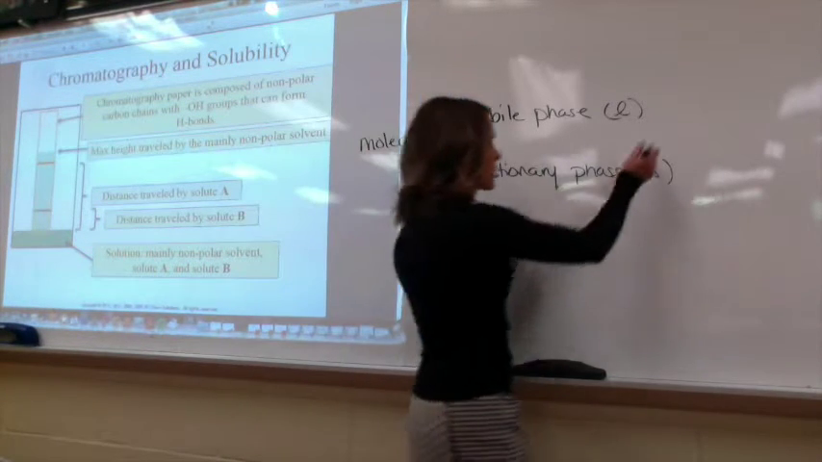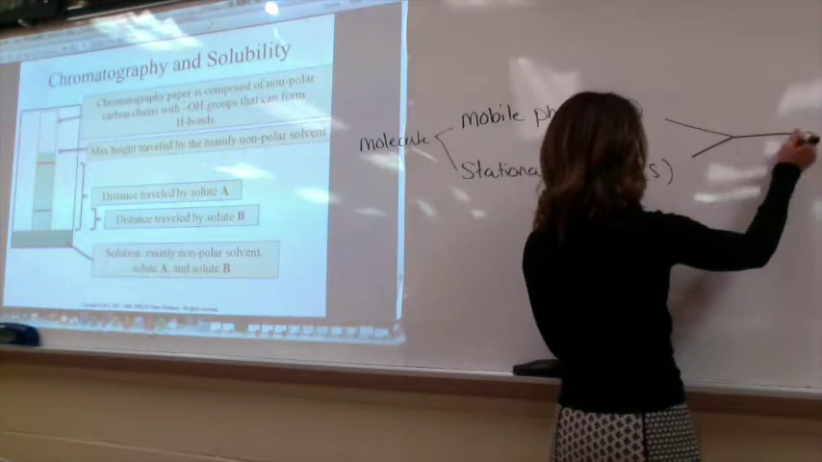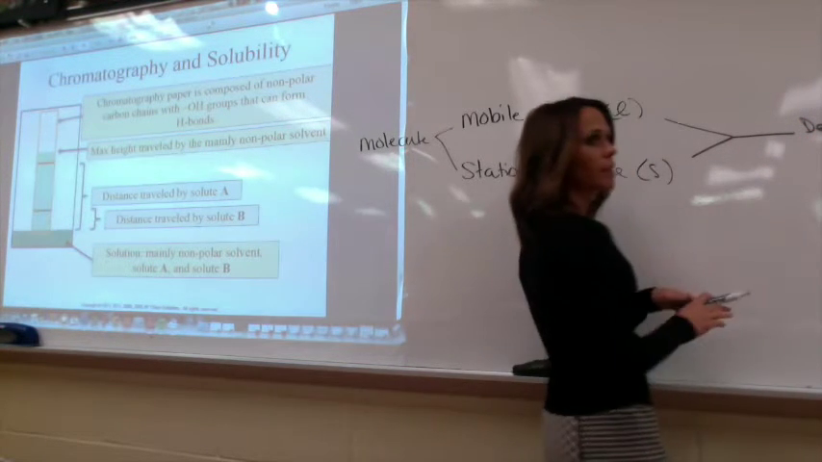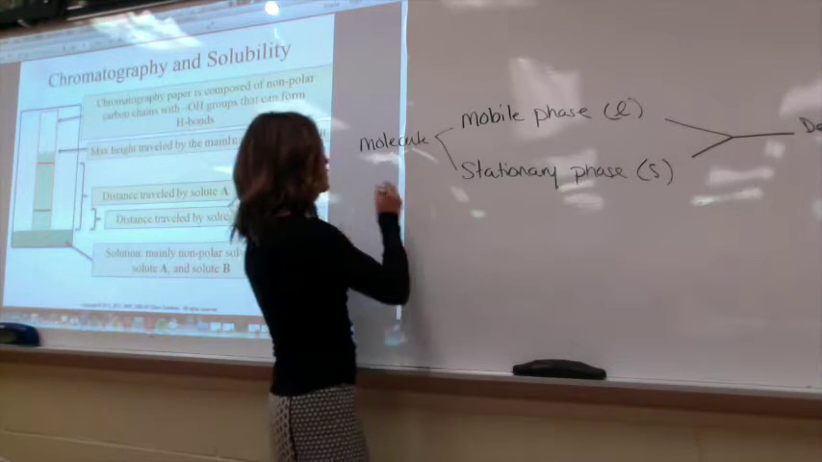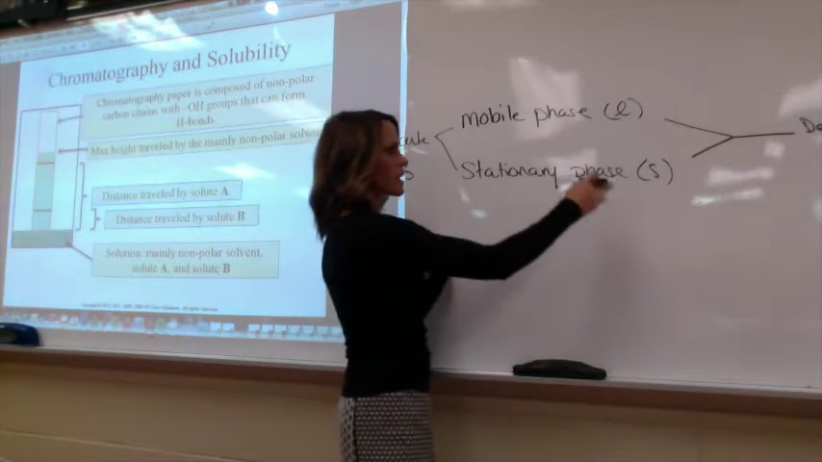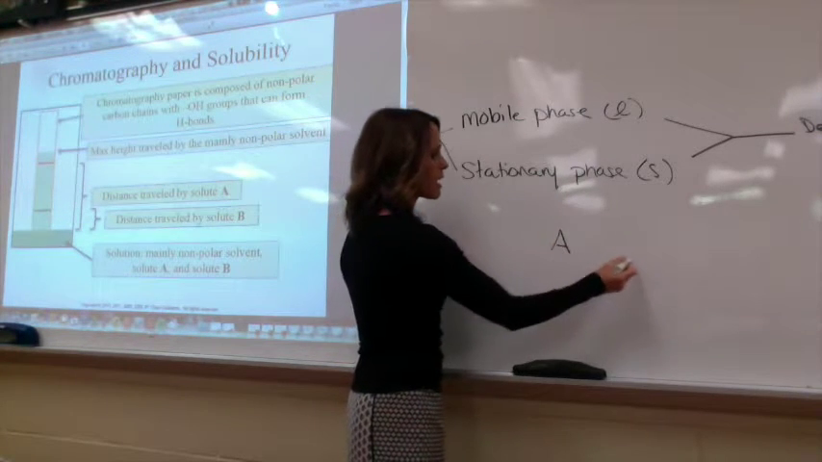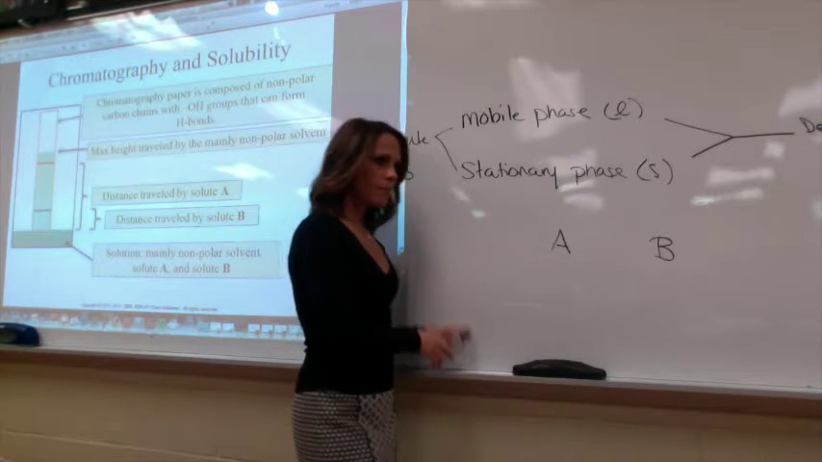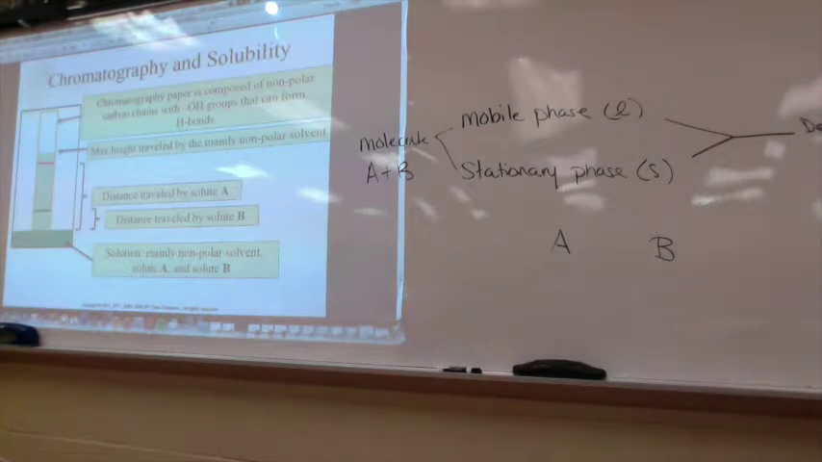And then as it goes through, whatever it is, paper or a column, you come out and you can detect it because it's separated by each substance. So you would have an A plus a B, and they would interact differently, and then in the end you would have an A, and then you would have a B, separated. So I'm going to show you with chromatography.